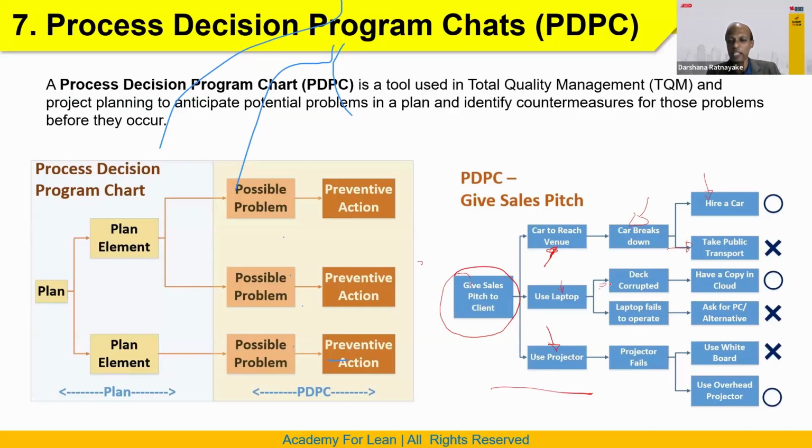Then use the laptop. What can happen? Our deck can be corrupt. Deck means PowerPoint slides. Or sometimes when we go and open it there, our laptop may not work. It can happen. Then what are the answers if the deck does not work? We can have a copy of the PowerPoint, maybe in the cloud, maybe on a flash drive. And if the laptop does not work, we can ask that person, can I have your laptop to use?